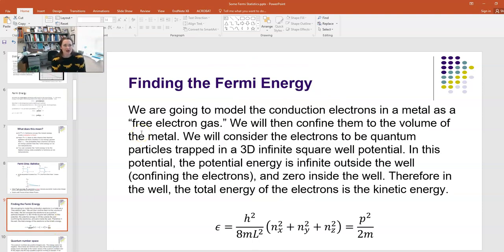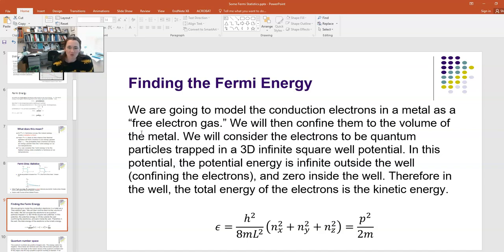Okay, so how do we find an expression for the Fermi energy? Well, we're going to model the conduction electrons in a metal as a free electron gas. So what we're going to do is we're going to confine them to the volume of the metal. So you can think of them as being in a box, right? An infinite square well, in 3 dimensions, and they're trapped in that box.